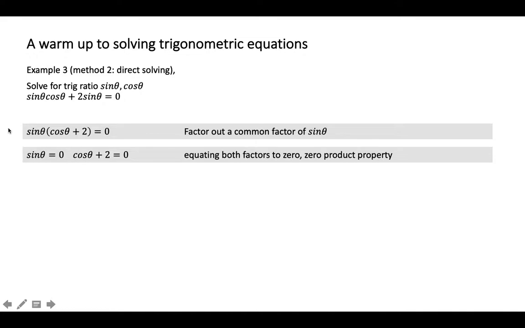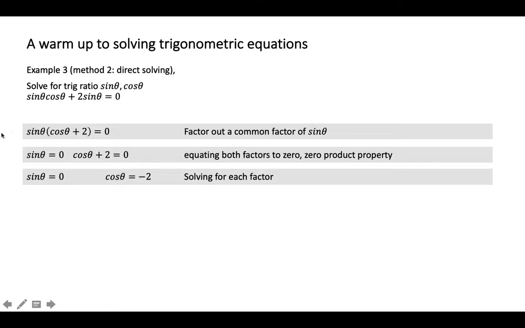So I use the zero product property. Sine theta is equal to 0. Cosine theta plus 2 is equal to 0. Solve for each factor. Sine theta is equal to 0, cosine theta is equal to -2. This way is so much shorter. However, it is far trickier and requires practice.